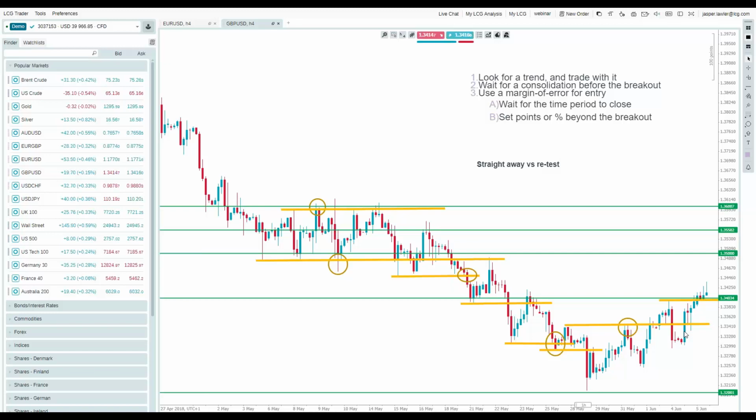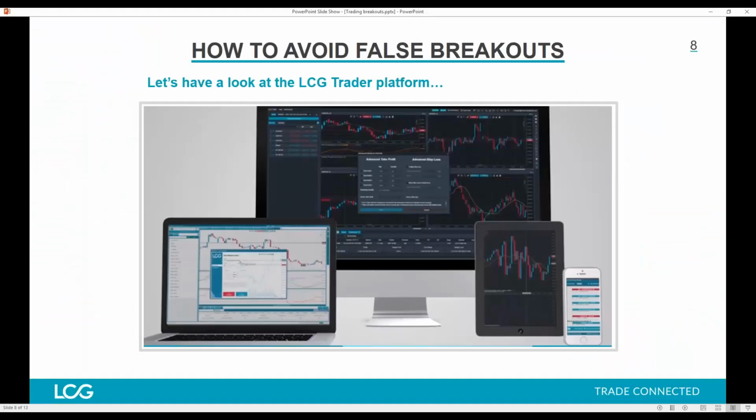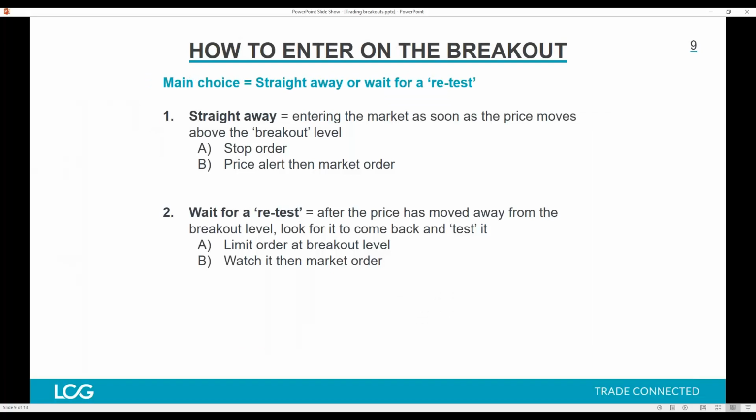So if I just jump back to the old presentation here, now I want to cover how to enter on the breakout. Now I've already started to allude to this a little bit, but basically there are two main options. Enter straight away. So as soon as the price moves through the level you've got in mind to denote the breakout, jump in and place a market order there, or you already have a stop order pre-planned above the high or below the low, for example.